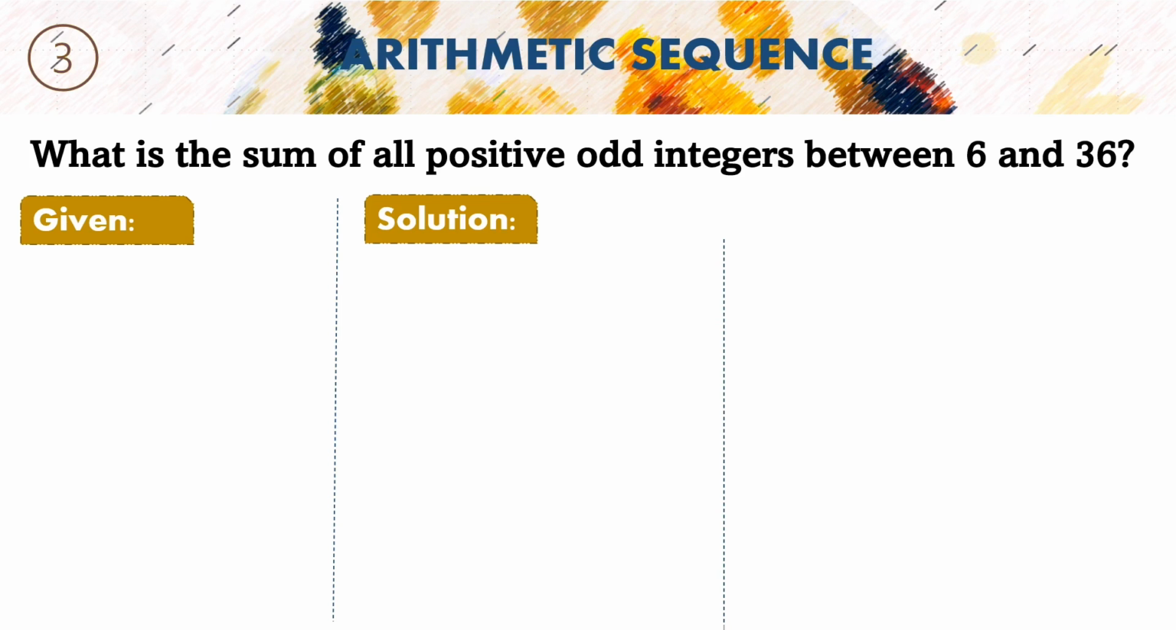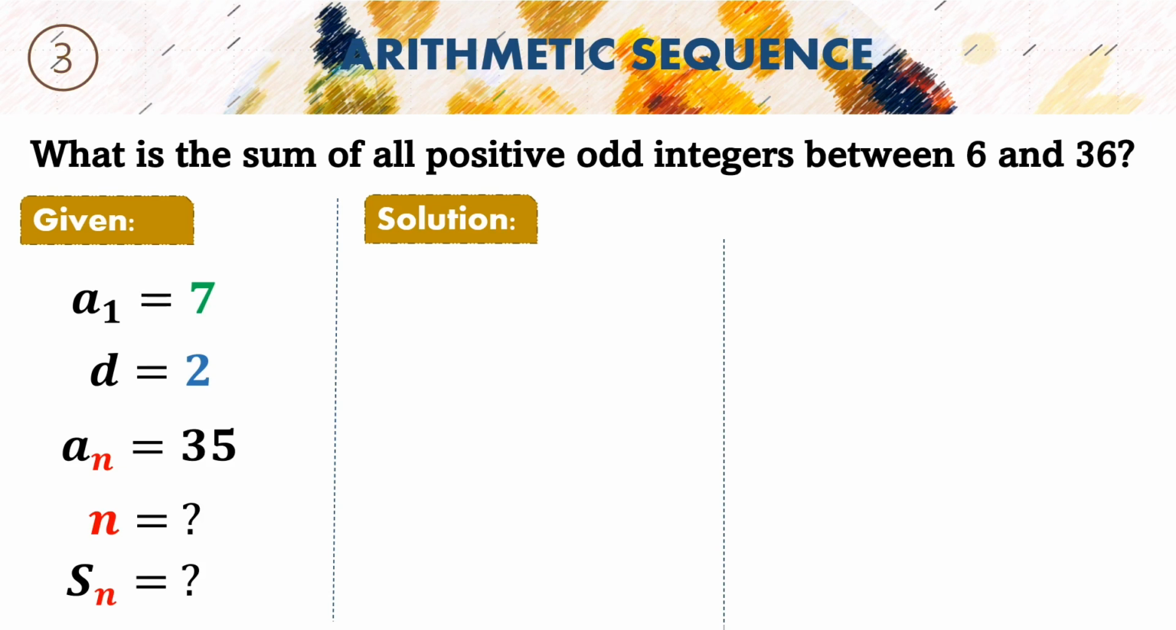The positive odd numbers between 6 and 36: the first term, a sub 1, is 7. d is 2. The last term is 35. And so we don't know how many terms there are, so we cannot proceed to getting the sum right away. Instead, we're going to have step 1. We're going to look for the number of terms.